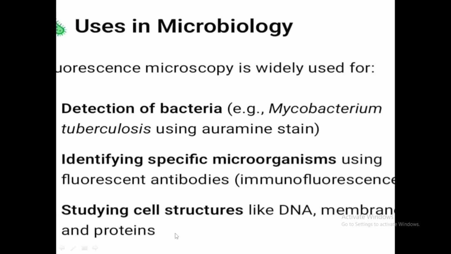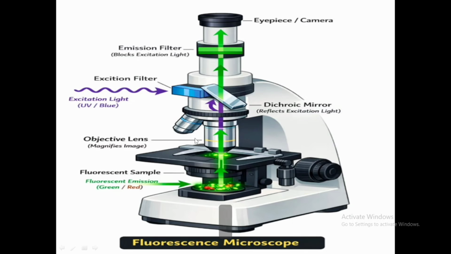Along with these uses, some limitations are also present, meaning some disadvantages of this microscope. Mostly, if you want to see the specimen clearly, we have to use a fluorescent dye. Without fluorescent dye, we cannot use this microscope. So that is one limitation. The fluorescent dye, fluorochrome or fluorophore is important. Without this we can't see the microorganism. So that is one disadvantage.